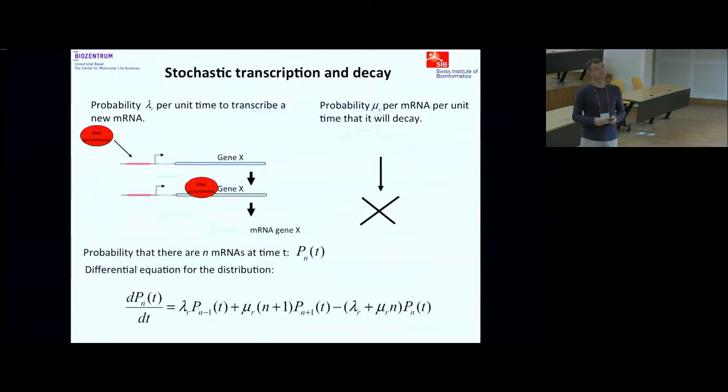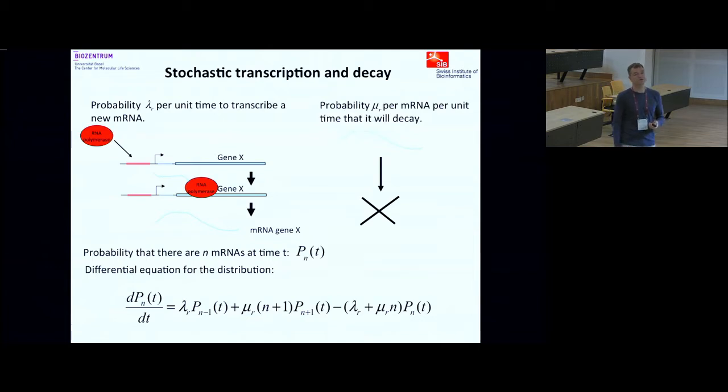All right, so let's first look at just the distribution of mRNA levels that you expect to get. Okay, we don't look at the protein yet. So as I said, there is a constant rate per unit time, lambda r, at which you make new mRNAs. And each mRNA has a rate, mu r, of decaying.